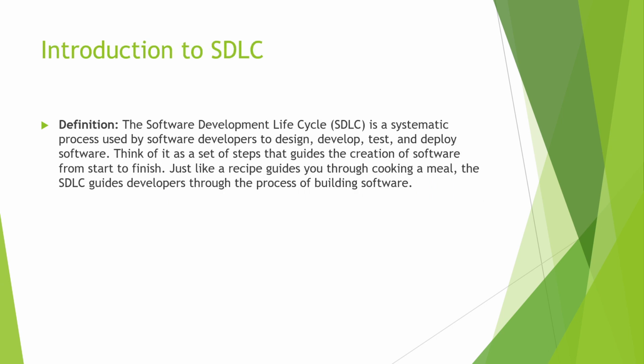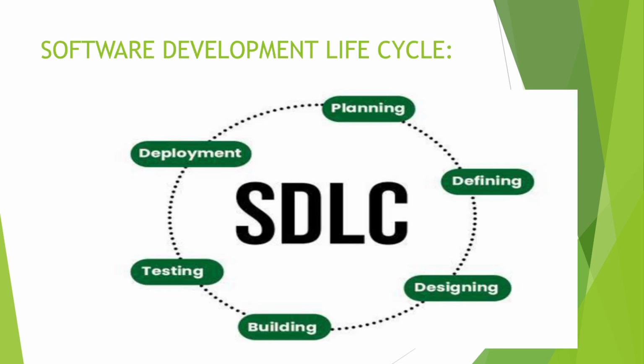The software development lifecycle is a systematic process used by software developers to design, develop, test, and deploy software. You can think of it as steps that guide the creation of software from start to finish, just like a recipe that guides you through cooking a meal. Similarly, here SDLC guides developers through the process of building software. There are a total of 6 steps in software development lifecycle: planning, defining, designing, building, testing, and deploying.